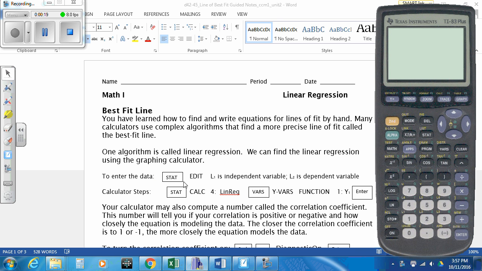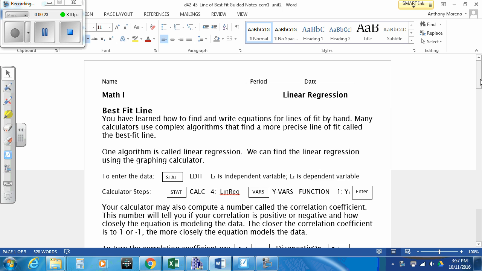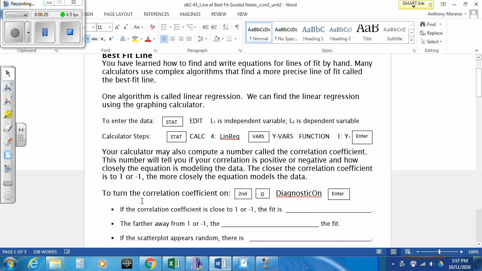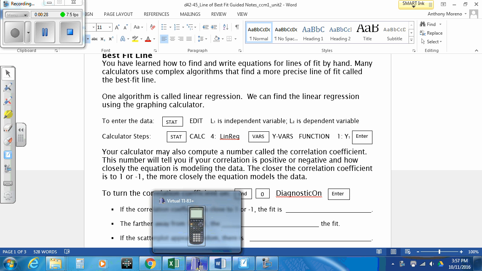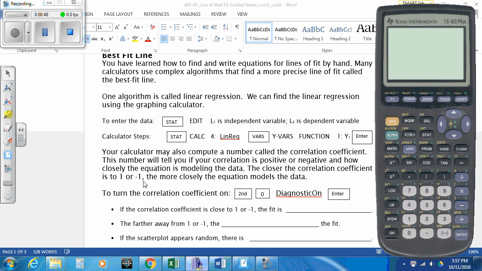So what we're going to do is enter some data into the calculator, but before we do, we're actually going to jump down to this step down here, okay? The goal here is to enter the data into our calculator and have the calculator draw a best fit line for us so we can figure out if our data is strongly correlated to that line, meaning it gets really close to the line, or if it's really far away, or if it has absolutely no correlation or very little. So what we want to do first is turn the correlation coefficient on.